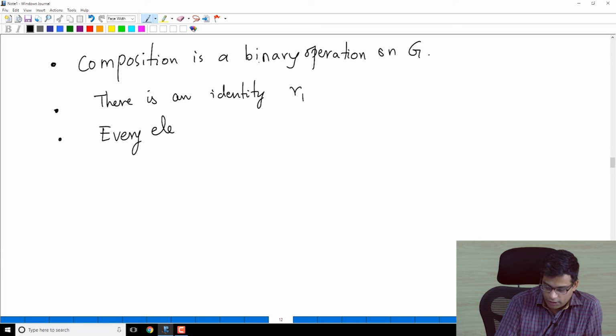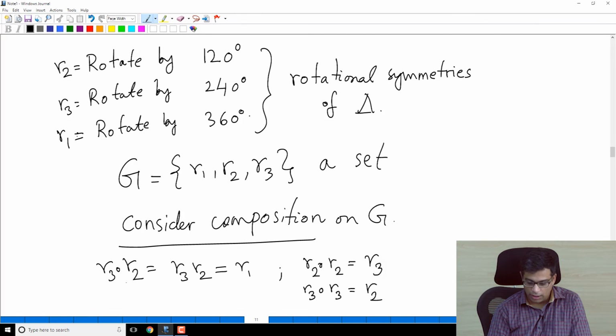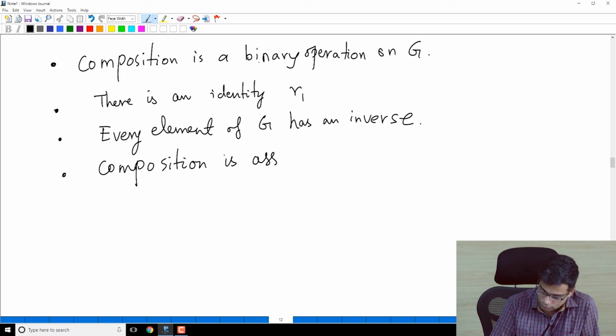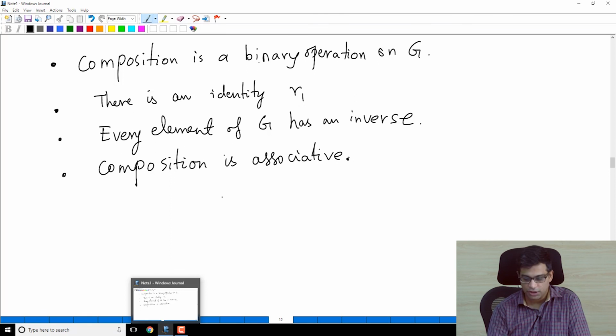Every element of G has an inverse, as the previous computations show. R3 composed with R2 is R1. So, R3 is the inverse of R2, and R2 is the inverse of R3. And again, as before, composition is associative. Just like in the second example, composition of functions is always associative. So, that comes here for free.